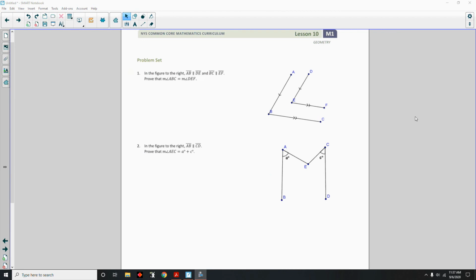Okay, page 5 brings us to the end of lesson 10. Hopefully you're getting more comfortable with writing proofs. Now go to your problem set.